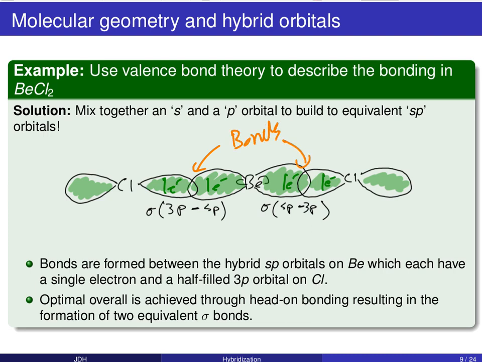And there'll be two of these bonds, and these two bonds are going to be exactly equivalent because the two sp orbitals are exactly equivalent in terms of energy and actually shape. So the bond lengths will be the same. All these desired properties essentially fall out. So we're able to describe this linear bonding arrangement in beryllium chloride and the formation of two equivalent sigma bonds using this hybrid sp orbital that's built by mixing together s and p orbitals.